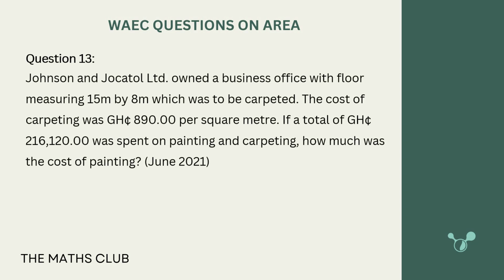Question 13 says that Johnson and Jogator Limited owned a business office with a floor measuring 15 meters by 8 meters, which was to be carpeted. The cost of the carpeting was 890 cedis per square meter. Take note of that, 890 cedis per square meter, that means per area. If a total of 216,120 cedis was spent on painting and carpeting, how much was the cost of painting? This is taken from June 2021. As always, pause the video and try it out. Don't look at the solution before you try it out.